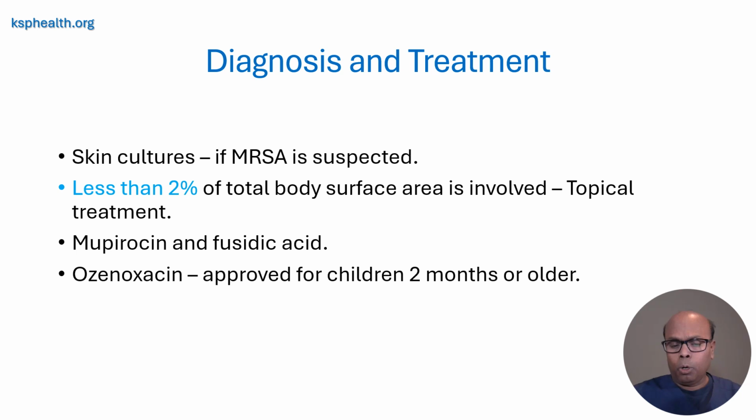As I said before, if the involvement is less than 2% of the total body surface, use topical treatment such as mupirocin or fusidic acid. For children 2 months or older, one can use ozenoxacin if it is available.